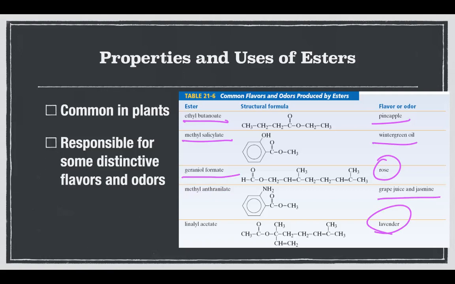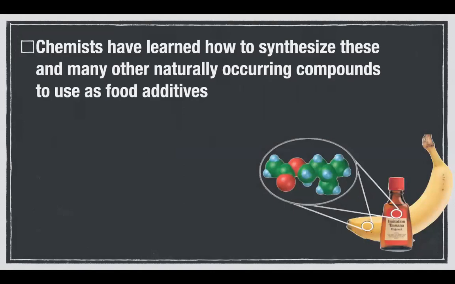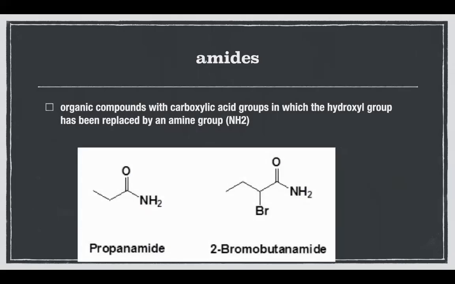So it's kind of similar to the aldehydes and ketones, which are also responsible for certain flavors and odors as well. Chemists have learned how to synthesize these and many other naturally occurring compounds to use as food additives. So this is where we get the extracts from. We have imitation banana extract because we can copy the carboxylic acid that gives bananas its flavor, and then we synthesize it in the lab. And that comes from isoamyl acetate. And that's used as artificial flavoring.